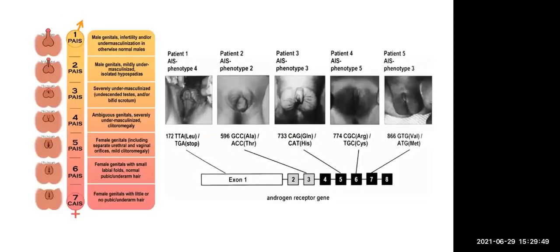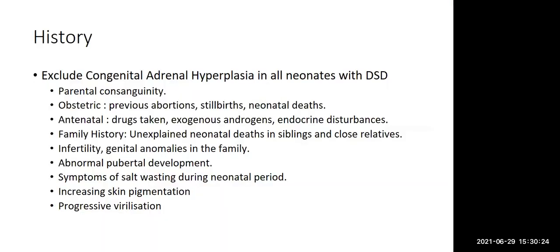This picture just shows the range of severity, from partial androgen insensitivity syndrome up to stage 7, which is complete androgen insensitivity syndrome. Okay, and then the treatment for this patient is hormone therapy, so we give testosterone. Okay, so next, we have completed the classification and the common disorders. So we proceed to the diagnostic approach to the ambiguous genitalia patient.